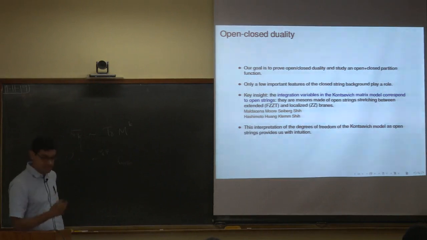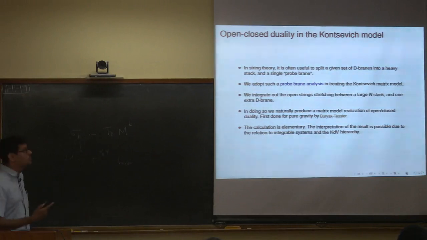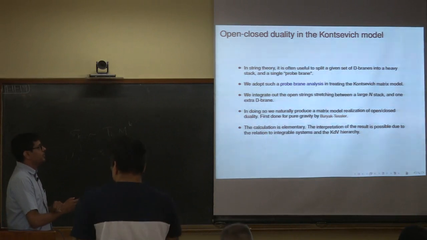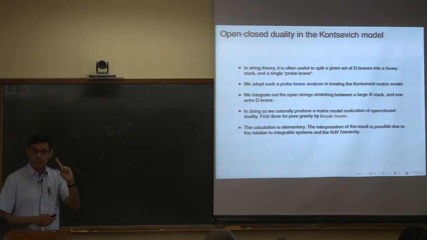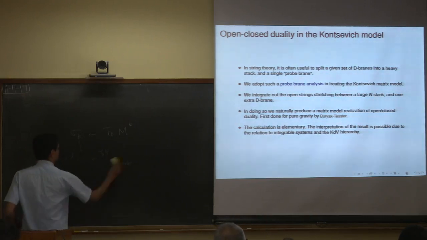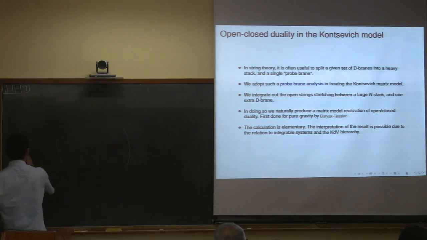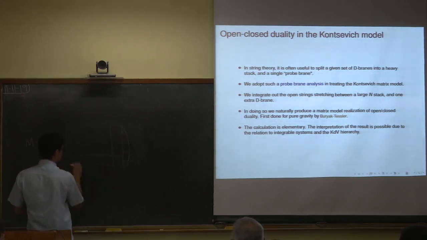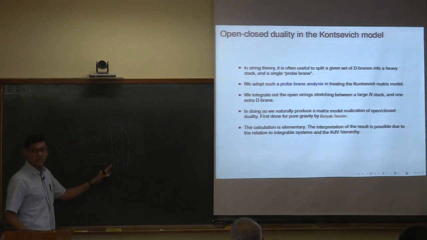What we're going to do is to exploit this interpretation of the degrees of freedom of the Kontsevich model as open strings. And what we'll do is to do a probe analysis in string theory language. So we're going to start with the Kontsevich model, which describes the closed string background, and just integrate out one eigenvalue. So we'll take this matrix, this M matrix, like so, and integrate out these massive degrees of freedom, this last block, and write everything as an integral over this last eigenvalue.